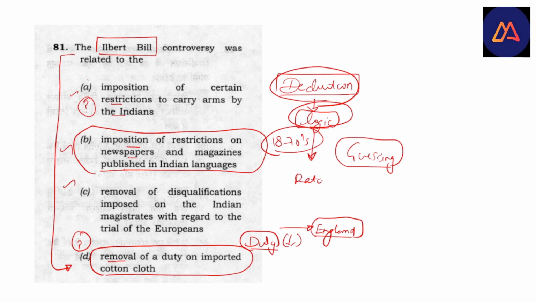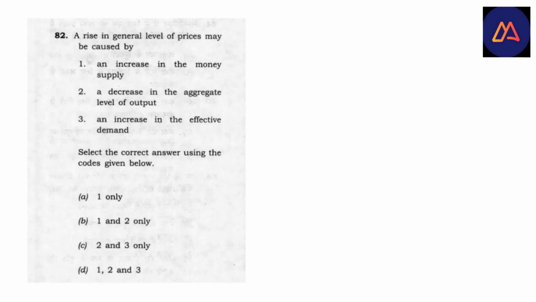So this was one of the strongest movements which happened in Europe, and which resulted in the colonization by the Britishers and how they came to India, and that is how this Ilbert controversy came. So if there was no deduction, logic and rationality, these fellows would not have come to India. We would not have the Ilbert controversy. So that is the Ilbert controversy. And the rise in general prices.